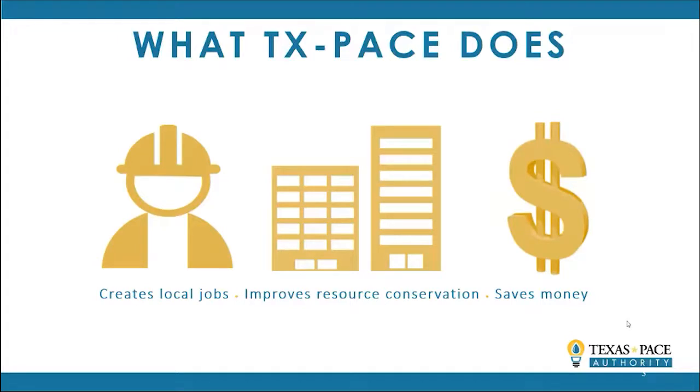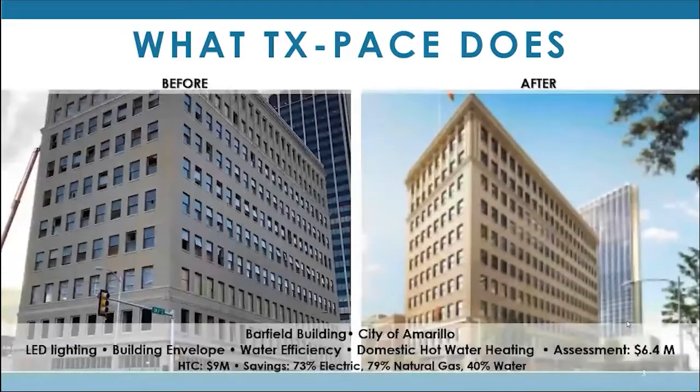So PACE is really an economic development tool that helps communities and property owners create local jobs, improve resource conservation, and save money. And here's an example of that in practice. This is a 1926 historic 10-story office tower that had been abandoned for 25 years. It was revitalized and repurposed into a boutique hotel in the heart of downtown Amarillo using PACE. Over $7 million of PACE financing, coupled with $9 million in historic tax credits, kept a host of energy and water efficiency projects from being value engineered out of the project.